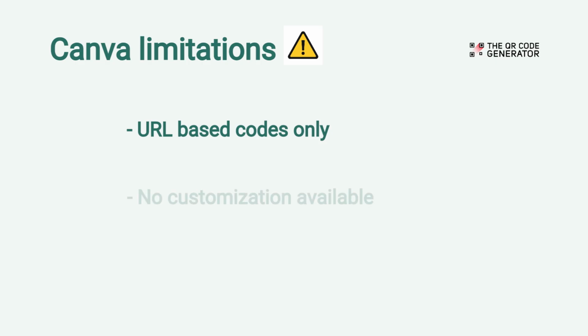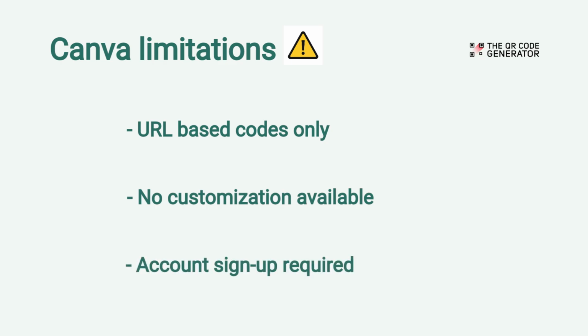You can only create URL-based codes, no vCard, PDF, Wi-Fi, or other types. Secondly, you cannot customize the QR code itself with logos, custom eye shapes, or dot patterns. Thirdly, a Canva account and email sign-up are required before you can download anything.